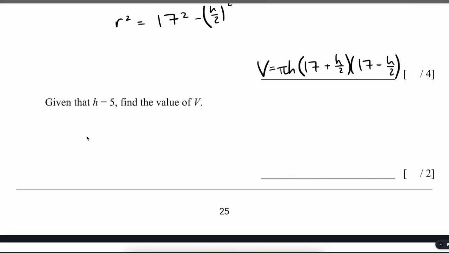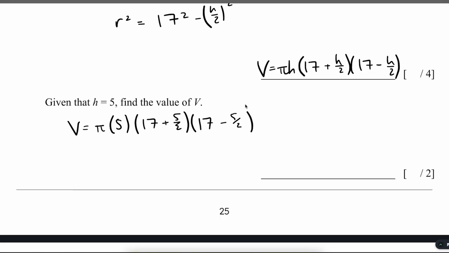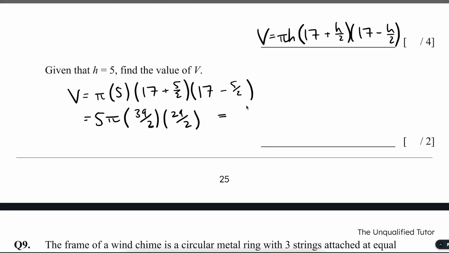Given that h is 5, find the value of V. Pi lots of 5, (17 plus 5 over 2), (17 minus 5 over 2). So 17 plus 5 over 2 is going to be 34 over 2 plus 5 over 2. So that's 5 pi lots of 39 over 2 times 29 over 2, which is, so let's do that.